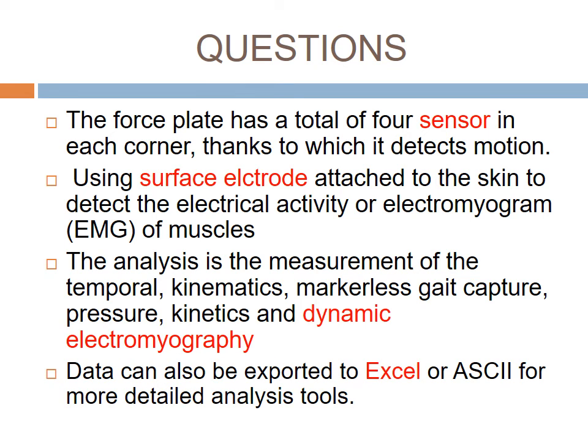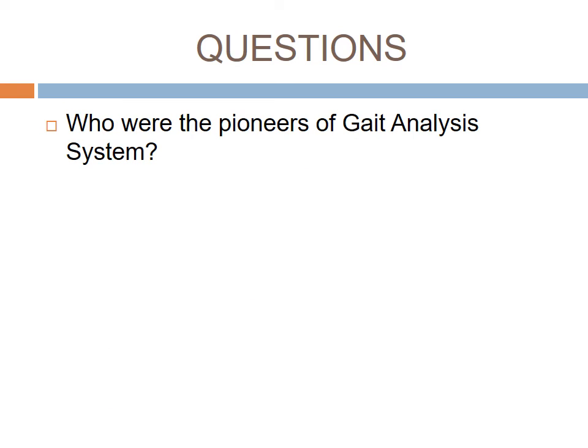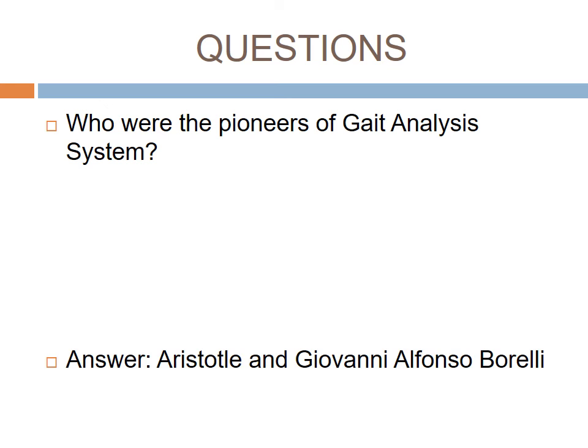Answers. First answer is sensor. Second answer is surface electrode. Third answer is dynamic electromyography. Fourth answer is Excel. Who were the pioneers of gait analysis system? Answer. Aristotle and Giovanni Alfonso Borelli.